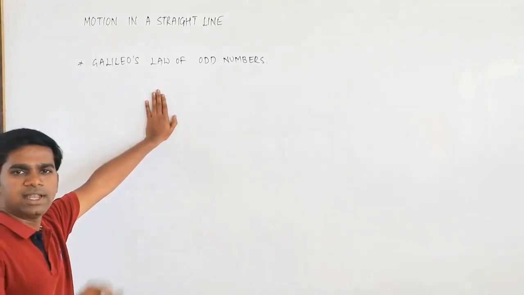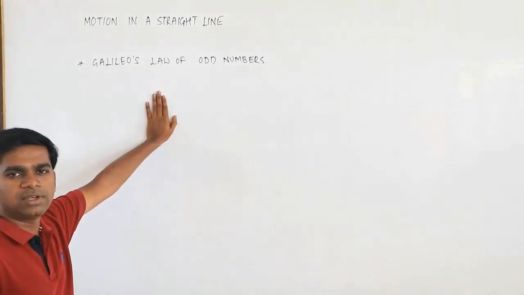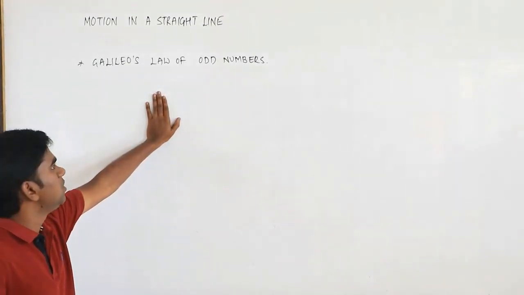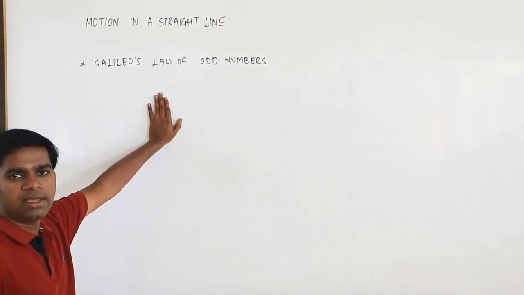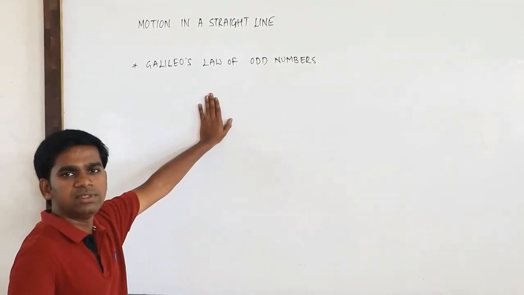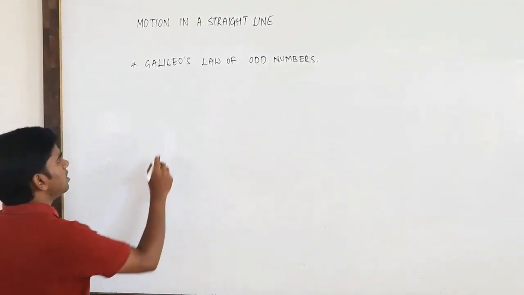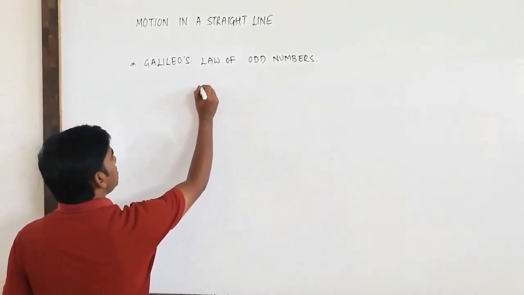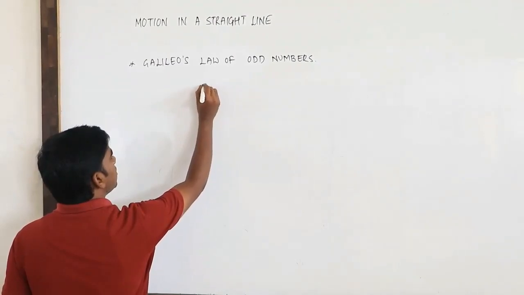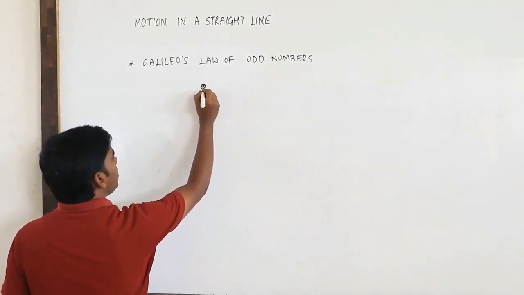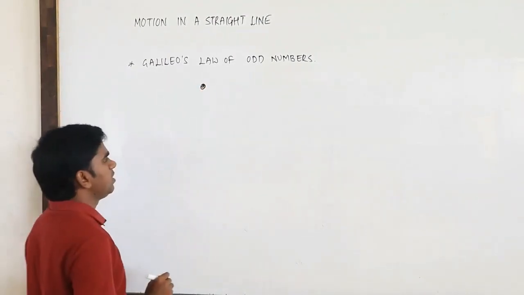He did not tell about the odd numbers. He did not give about the odd numbers. So he was given the distance traveled by an object which is under free fall. Suppose the object is at rest here. If we make it fall down, what will happen?